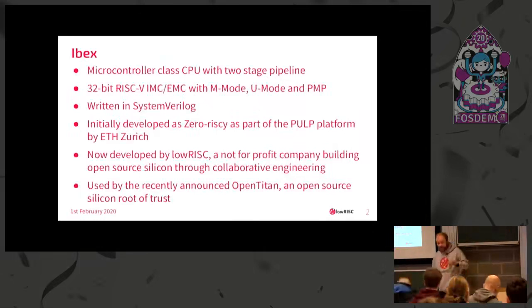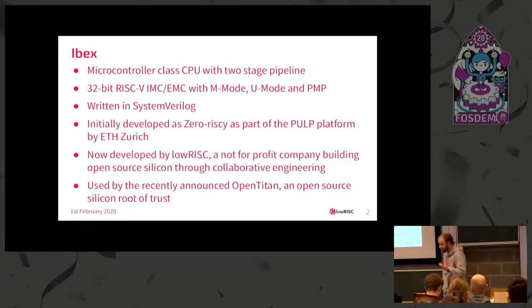So today, I'm going to talk about Ibex, which is our CPU core. It's a microcontroller class CPU core, two-stage pipeline, very simple, 32-bit. U mode, M mode, PMP, supports EMC and IMC. We wrote this in SystemVerilog. And it came to us from the Pulp team at ETH Zurich, which I'm sure many of you are familiar with, where it was known as Zero-riscy. We have picked it up and developed it from there.